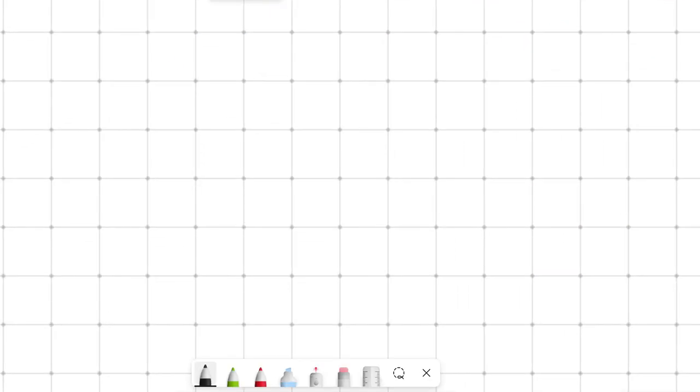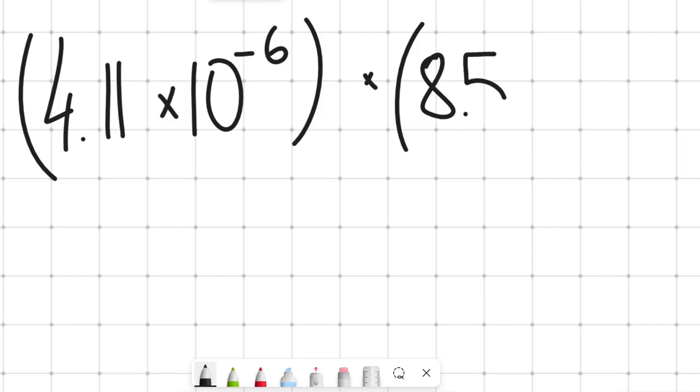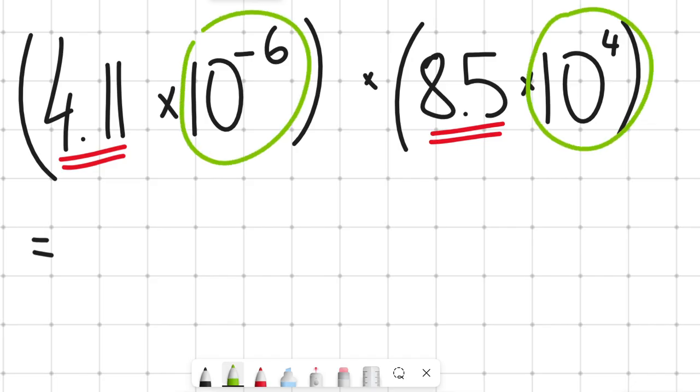If we have, let's say, 4.11 multiplied by 10 to the power of minus 6, this number will be multiplied by, let's say, 8.5 multiplied by 10 to the power of 4. All right? So we said the rule is number by number, and then 10 by 10. Let's do 10 by 10 first. 10 to the power of minus 6 multiplied by 10 to the power of 4.